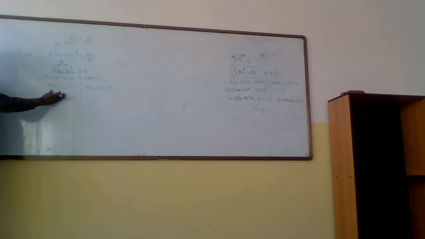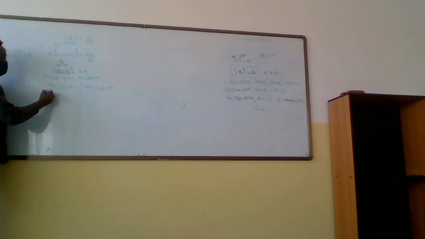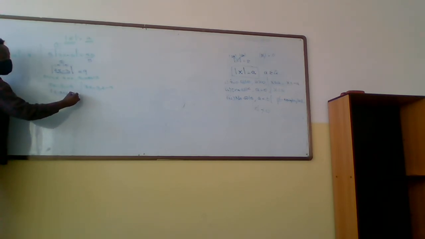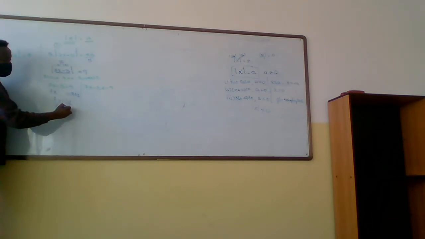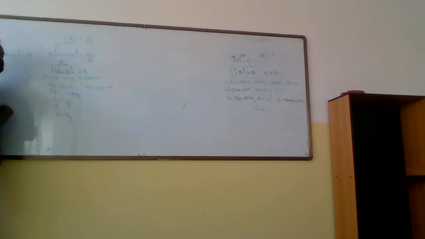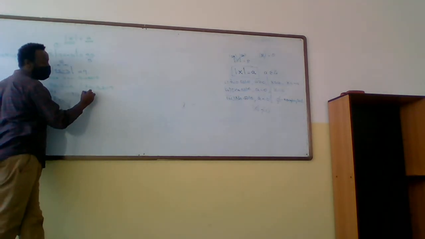So now we simply solve using the rules of equations. 7x minus 3 plus 3, 9 plus 3, or simply taking 3 to the other side. Then 7x equals 12. Divide 7 over 7. x equals 12 over 7.